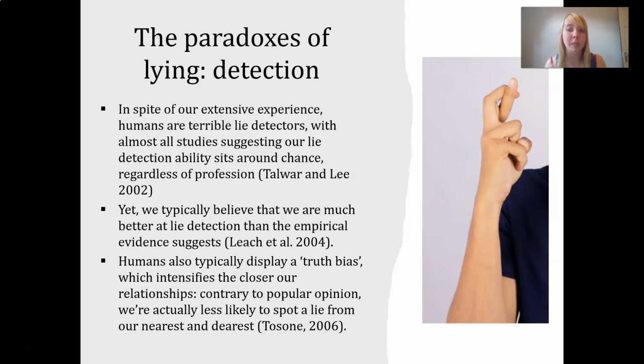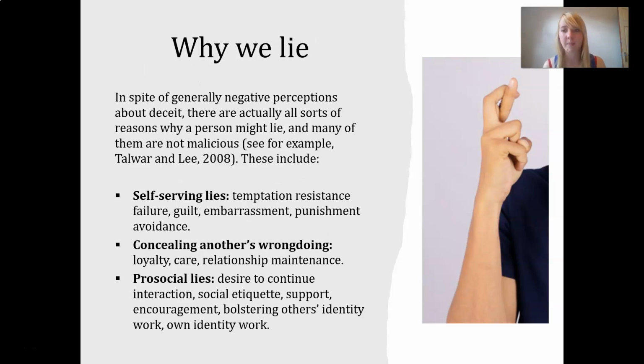And yet at the same time, we typically believe that we are much better at detecting lies than we actually are. So humans also typically display a truth bias, something which intensifies the closer our relationships are. So we tend to believe that people are telling the truth. And the closer we are to people, we tend to believe that we will know if they are lying, where in fact, the opposite appears to be true. And perhaps this feeds into this finding that I've just discussed, that people describe a fear of getting caught as a reason not to lie, and that actually perhaps that fear is entirely misplaced.